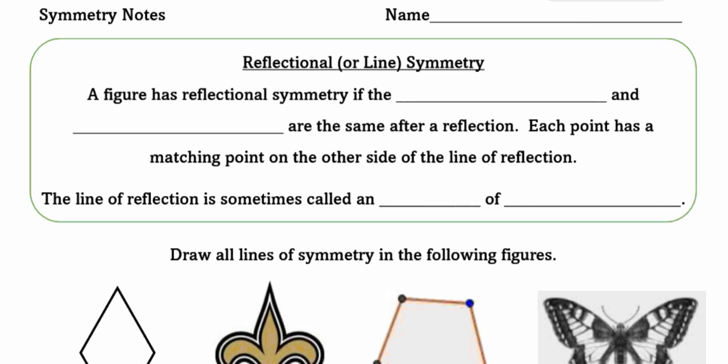All right, here we're going to be talking about symmetry. So there's two types of symmetry that we're going to be concerned about: reflectional symmetry and rotational symmetry. And really all it means is that after the reflection or after the rotation, we end up with the exact same shape and orientation that we started with.